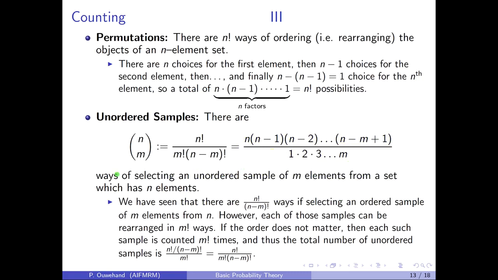To see this, note that we have just seen that there are n factorial over n minus m factorial many ways of selecting an ordered sample of m elements from n. However, each of those samples can be rearranged in m factorial many ways, because there are m factorial many permutations of each such sample. If the order in which we select the sample does not matter, then each such sample is counted m factorial many times, and thus the total number of unordered samples is n factorial divided by n minus m factorial divided by m factorial, which is precisely n combination m.